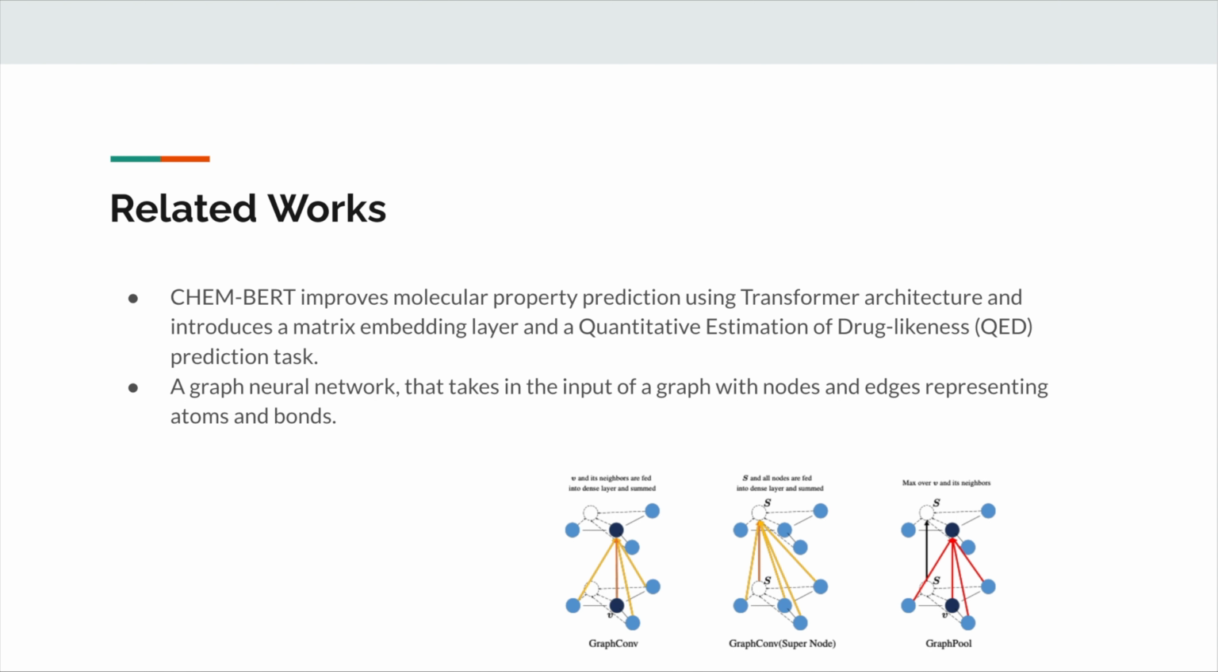The next model is a graph neural network. This model takes a graph as an input where the nodes and edges of the graph represent atoms and bonds within a molecule. This allows the model to capture the different structure and relationships within the molecule, providing a very natural and intuitive way to represent chemical structures.